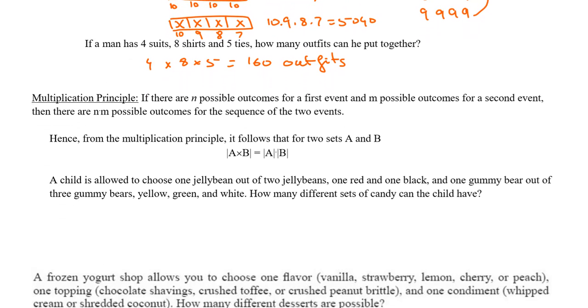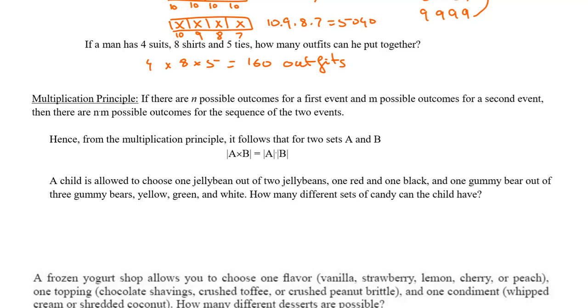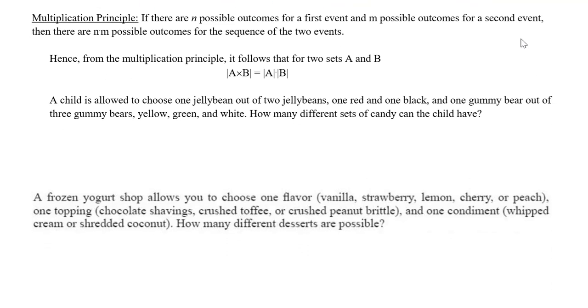So let's see here. What we just did in the last example for the outfit is called the multiplication principle. If there are n possible outcomes for the first event and m possible outcomes for the second event, then there are n times m possible outcomes for the sequence of 2 events. Hence, from the multiplication principle, it follows that for 2 sets A and B, the cardinality of A times B is the same as the cardinality of A times the cardinality of B.